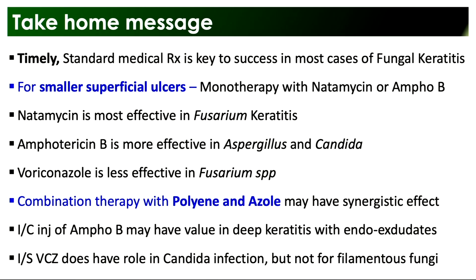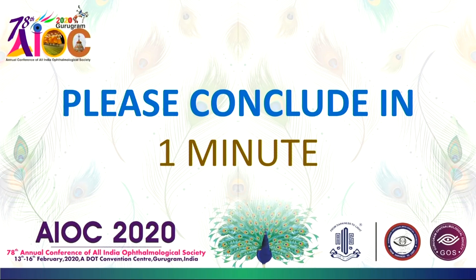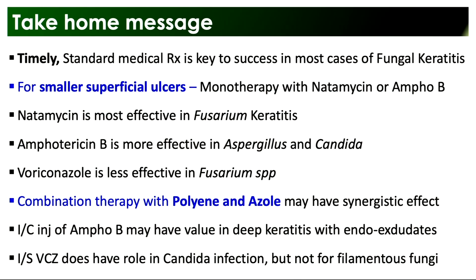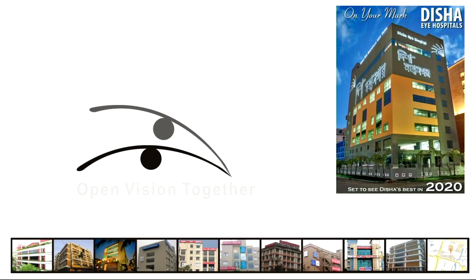The take-home message is that timely standard medical therapy is the key to success in most fungal keratitis. For smaller ulcers, monotherapy is good, but natamycin is the drug of choice for fusarium. Amphotericin B may be more effective in aspergillus and candida. Voriconazole is not effective in fusarium. Combination therapy like polyene and azole may have synergistic action, and intracameral amphotericin B may have value in deep keratitis with endoexudates. Intrastromal voriconazole has some role in candida infection but not in filamentous fungi. Thank you very much for your patient hearing.